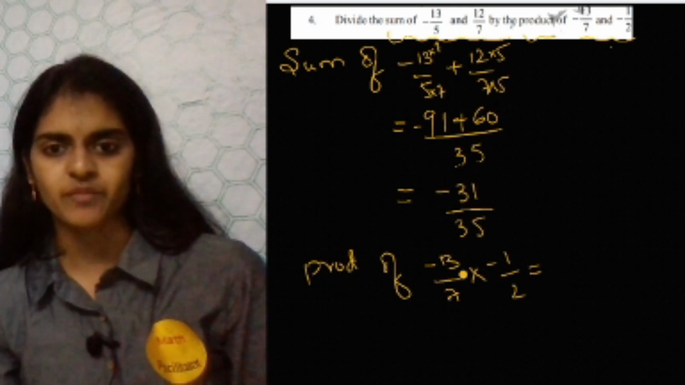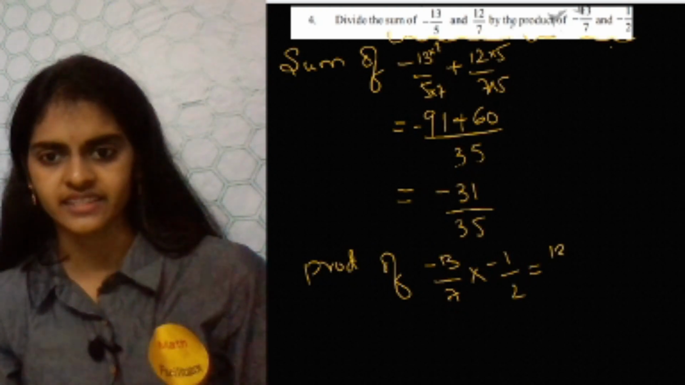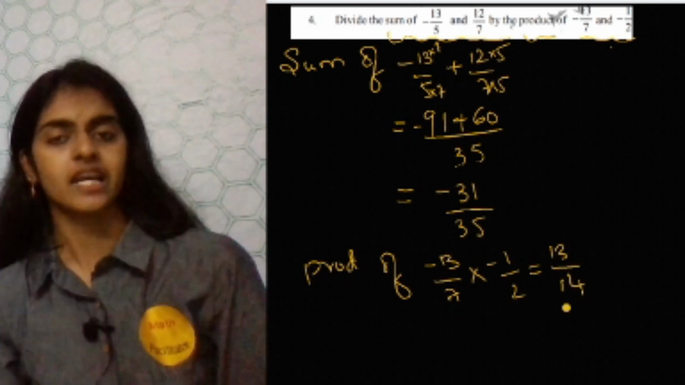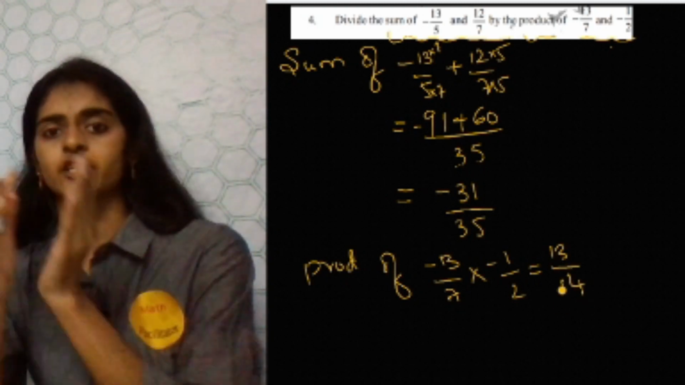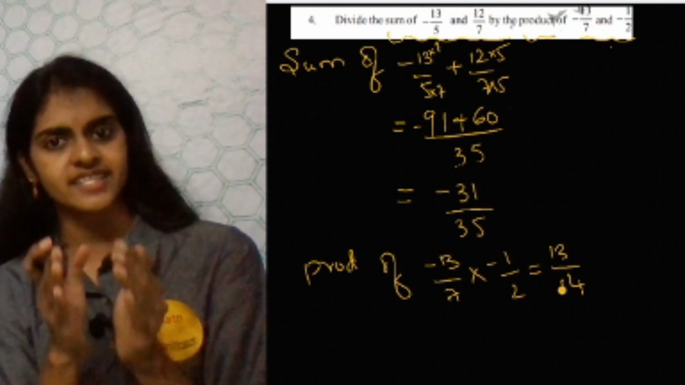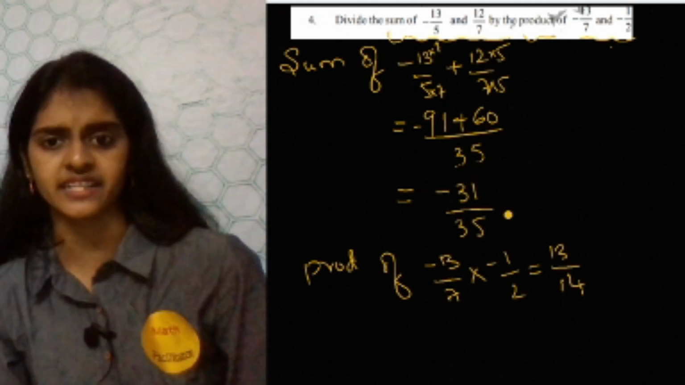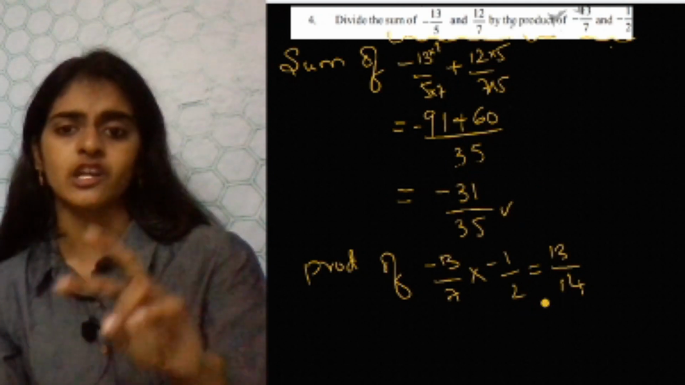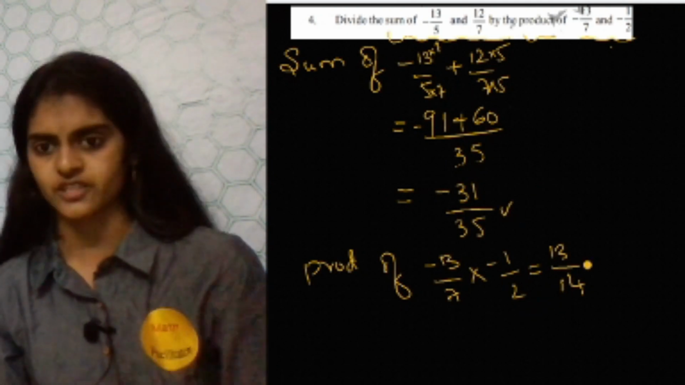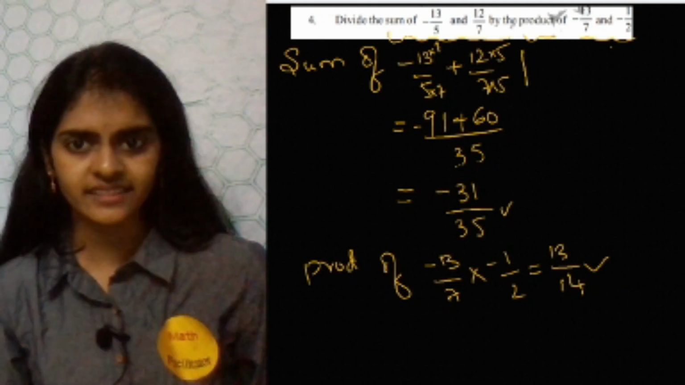Okay, so this is minus 13 into minus 1 is 13, divided by 7 2s are 14. Understood? So I am dividing the question into parts. The first part is you have to find the sum of minus 13 by 5 and 12 by 7. That you have done here. Second part is you have to find the product of these two numbers. You have done. Now what is the third part?